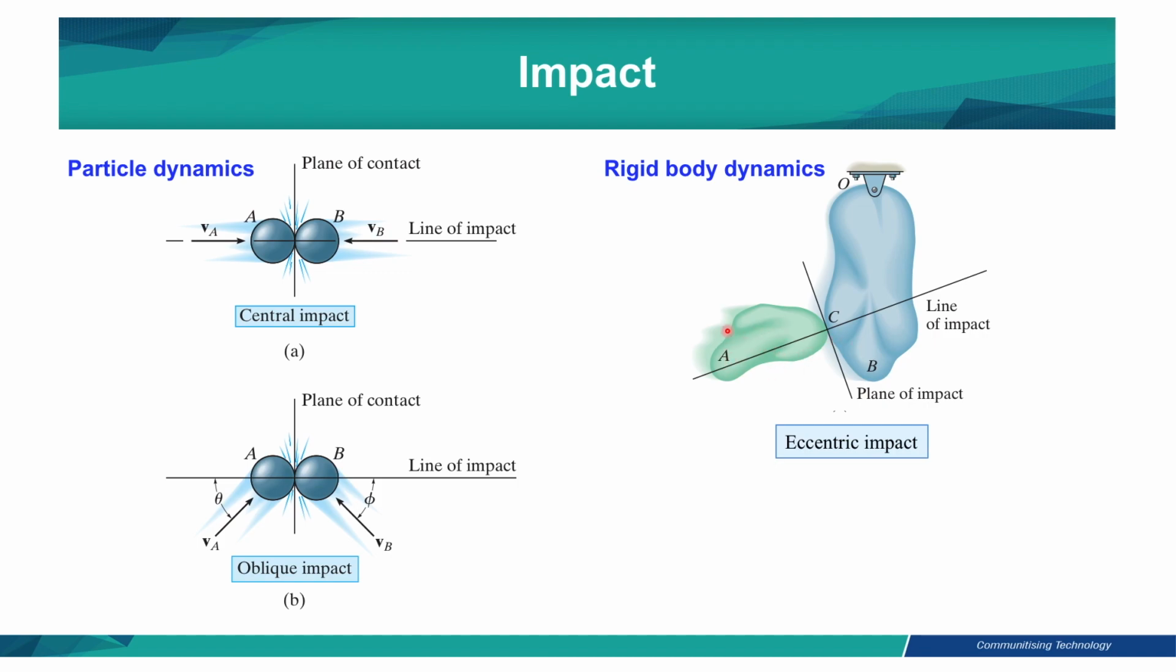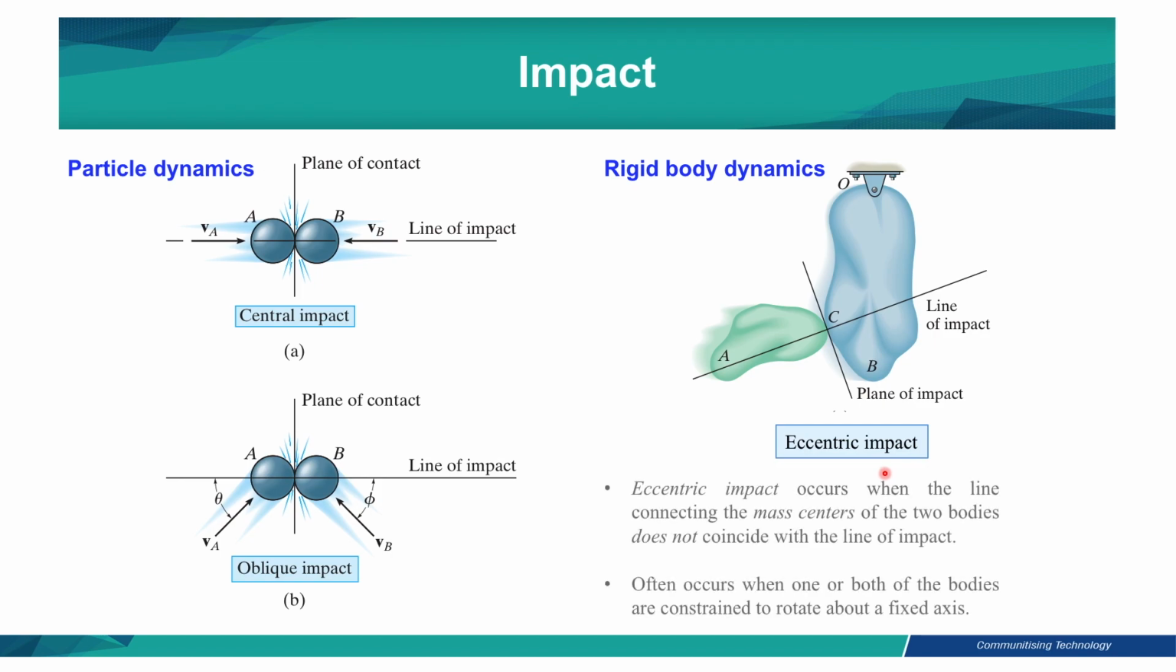For example, the center of gravity of object A might be somewhere over here. The center of gravity of object B might be somewhere here. So the line of impact does not pass through the center of gravity of these two objects, and this is known as eccentric impact. So eccentric impact occurs when the line connecting the mass centers of two bodies does not coincide with the line of impact.